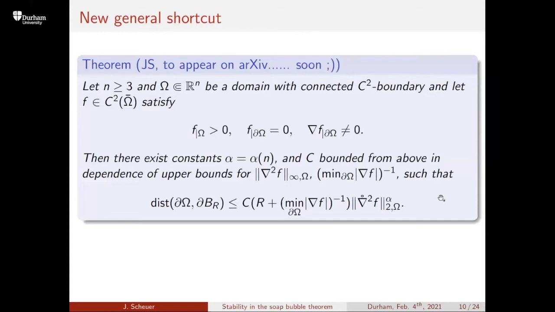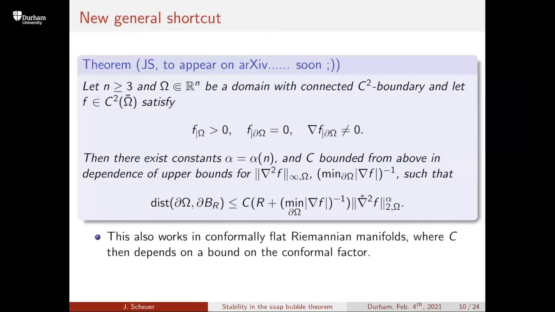Okay, but this is the estimate, and this is good because now we know that if the L2 Cauchy-Schwarz deficit is zero, then you actually must be a sphere, right? So this basically solves the Alexandrov problem with this kind of approach, and also the stability result. Also, let me mention that this result also works in conformally flat Riemannian manifolds. So such a result also holds in the sphere, for example, or the hyperbolic space, or anything that's conformally flat. All you have to include is the dependence on the conformal factor in this constant here, just as a remark.